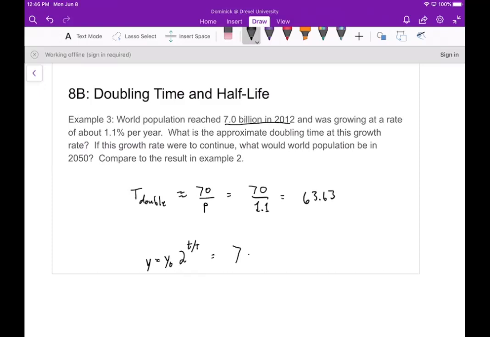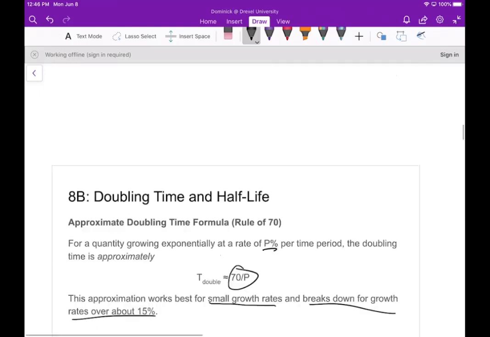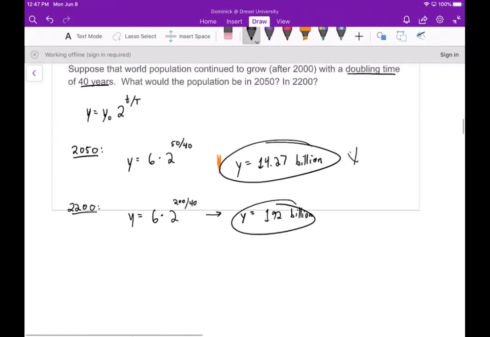So we're going to get 7 times 2 to the little t, which if I'm going to 2050 from 2012, that would be 38 years. And my doubling time is 63.63. So we're going to get 7 times 2 to the parenthesis 38 over 63.63. And we get that our y is equal to 10.58 approximately, right? Which is a little bit less than what we calculated in this other example, right? In the other one, we found it to be about 14.27 billion.